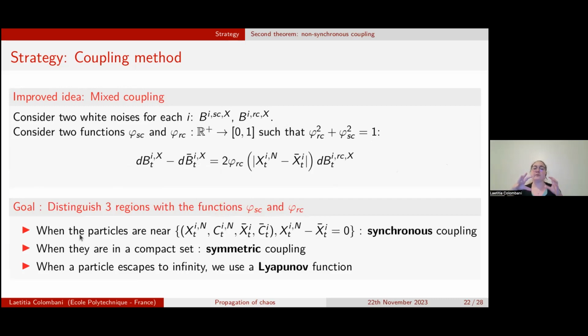So when the particles are near the space where X is equal to bar X, we consider the synchronous coupling because it's sufficient. When the particles are not in the space but are in a compact set, we can consider the symmetric coupling with my concave function. And if a particle escapes to infinity, so we are not in a compact set anymore, we can use a Lyapunov function to bring the particle back.